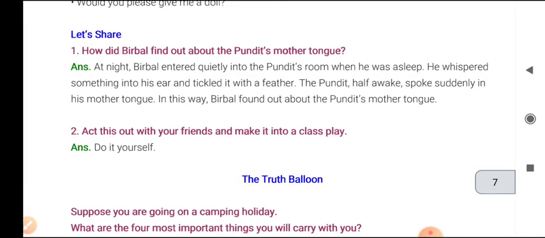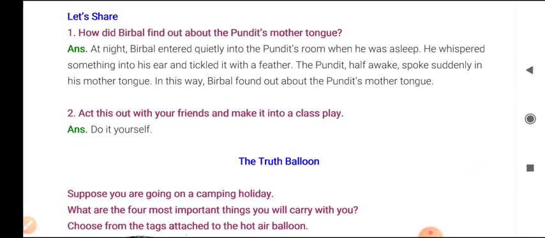Let's share. How did Birbal find out about the Pandit's mother tongue? Answer: At night, Birbal entered quietly into the Pandit's room. When he was asleep, he whispered something into his ear and tickled it with a feather. The Pandit, half awake, spoke suddenly in his mother tongue. In this way, Birbal found out about the Pandit's mother tongue.